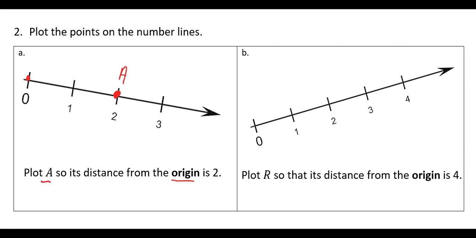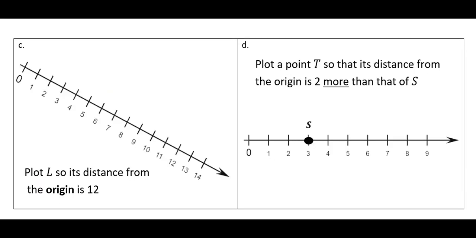The second question says to plot point R so that its distance from the origin is 4. So again, if I start at the origin and move over 4 units, that would put point R at the 4 on the number line. In question C, we're going to plot point L, so its distance from the origin is 12. So again, my origin is at 0. I move 12 units over, and this point would be point L.